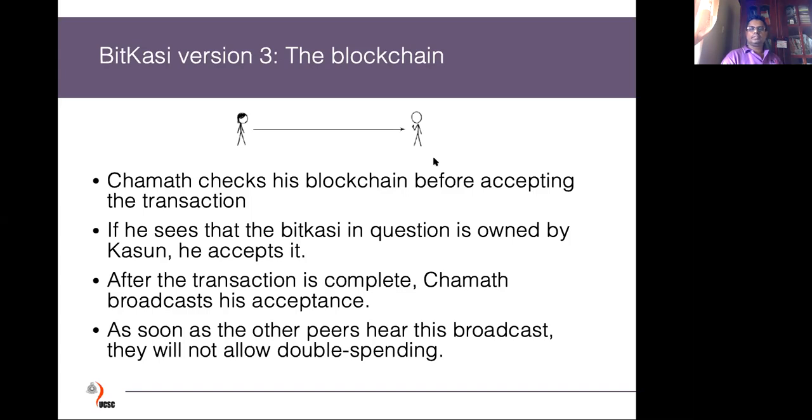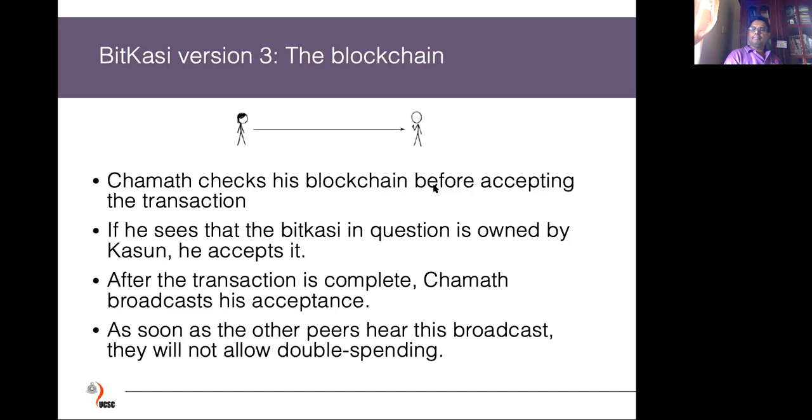So when I send a digitally signed message to Chamath saying, here I am Kasun, transferring 1 bit Kasi to you with this serial number, that will be written to this public ledger. Then I say I transfer 2 bitcoins to Nimal with the serial number. That is also written into this ledger. Then Chamath can transfer the 1 bitcoin he received from me to maybe someone else. So Chamath can say, I am transferring 1 bitcoin received from Kasun to Nimal. That is also written into the ledger.